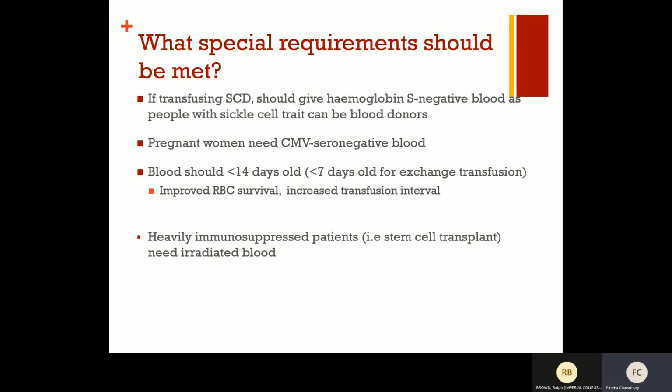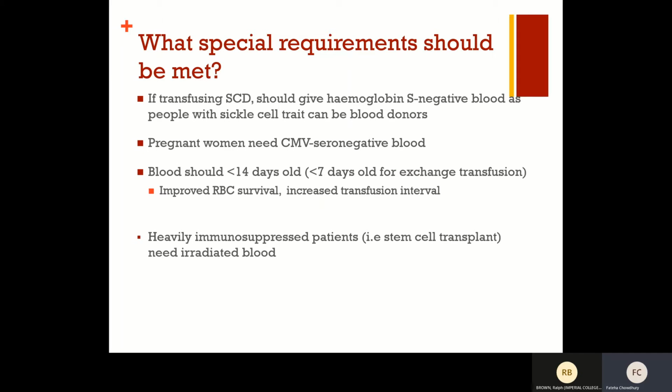For patients having transfusions, if they've got sickle cell disease, the blood should be less than 14 days old if it's a top up, but less than 7 days old for an exchange transfusion. And really, we're aiming to increase the red cell survival and increase the transfusion intervals.